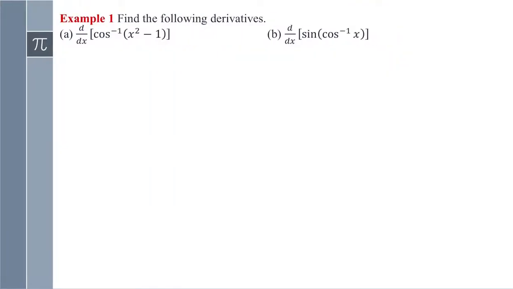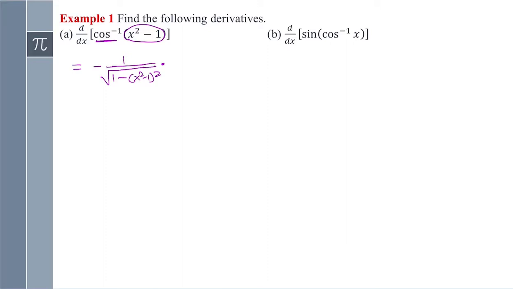The first one is: find the derivative of cosine inverse of x squared minus 1. Here we have to use the chain rule and the derivatives of inverse trig functions that we just looked at. So the first step: what is the derivative of the inverse cosine function? It is negative 1 over the square root of 1 minus x squared. But here, instead of x, we have x squared minus 1. So it is 1 minus the quantity x squared minus 1, squared.